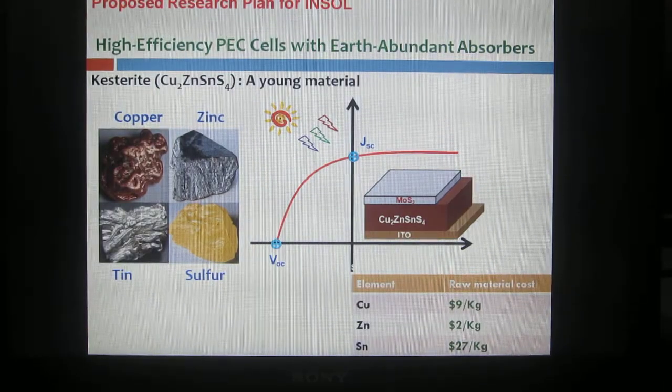Therefore, in the INSOL project, we are working on a new material system with earth abundant elements. This is a very young material consisting of four elements: copper, zinc, tin and sulfur. And the cost of this material is also very low as compared to other semiconductor materials.